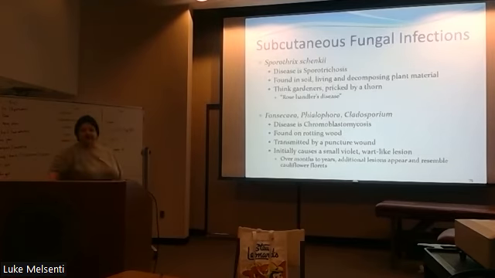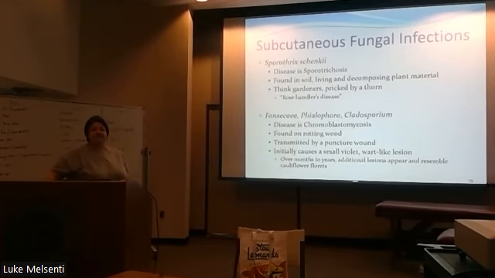Okay, so now we're going to go another level down, subcutaneous fungal infections. Okay, now we're piercing the skin. Sporothrix schenckii, the disease is called sporotrichosis. It's also known as rose handler's disease, and think about it, it's from the prick of a rose thorn or something that's breaking your skin, like you're gardening, right? And you have some decomposing plant matter, and you get some broken skin from that.